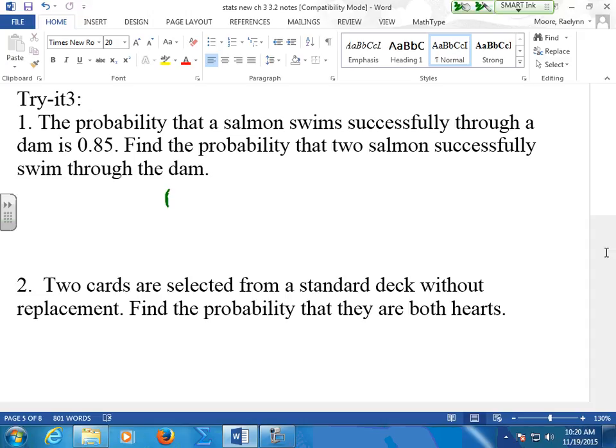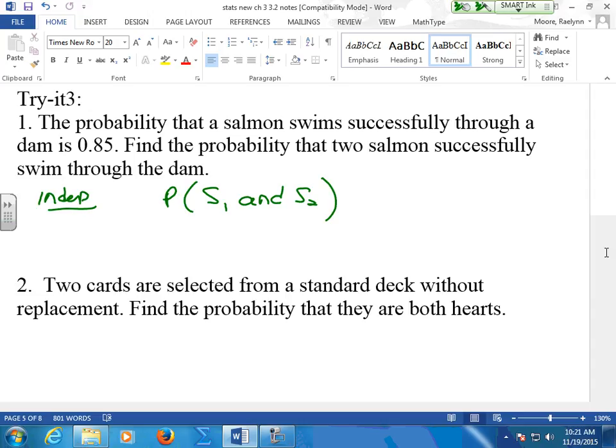So we want the probability that one salmon swims through and another salmon swims through. Is this independent or dependent? Independent. One salmon getting through has nothing to do with the next one getting through, unless the first one scared the second one and the second one doesn't want to try it. But technically they're independent. Independent means my probability will not change. Chances are if they give you a decimal, your probability will not change. Because how do you take one away?